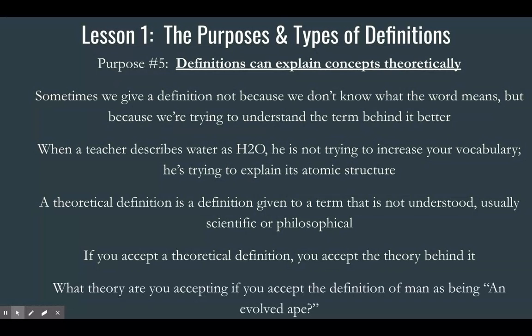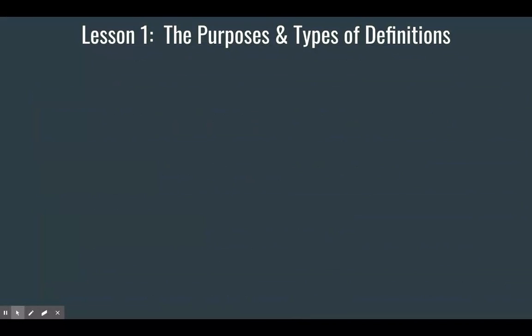Yes? Stipulative. So we've got lexical, we've got precising, we've got stipulative, we've got theoretical, and then our sixth type right here. Yes, Ben? What did the first one do? Lexical? It reduces ambiguity and shows relationships. All right, sixth purpose and fifth type of definition.